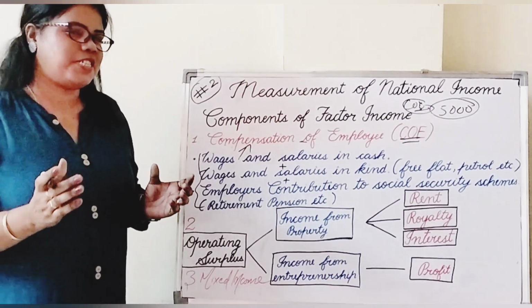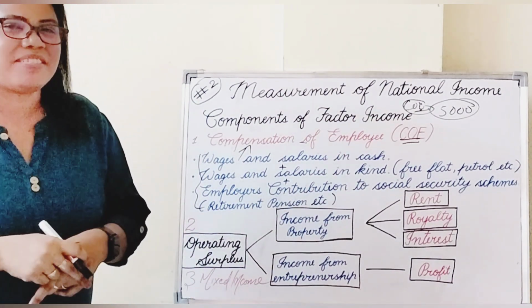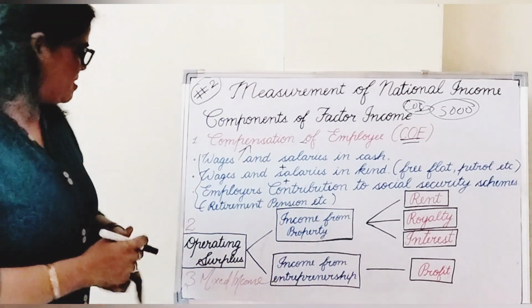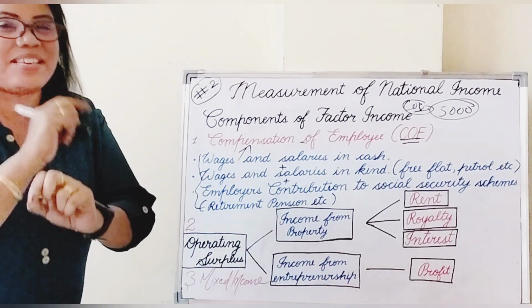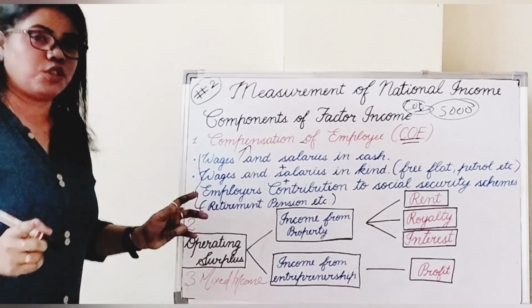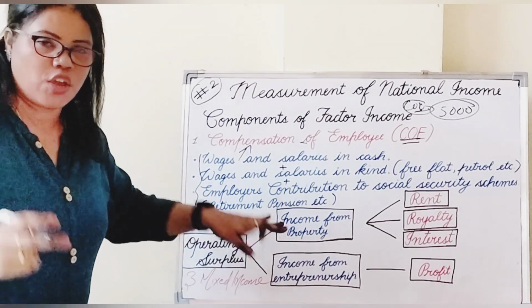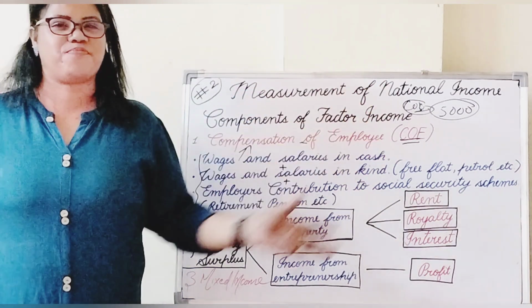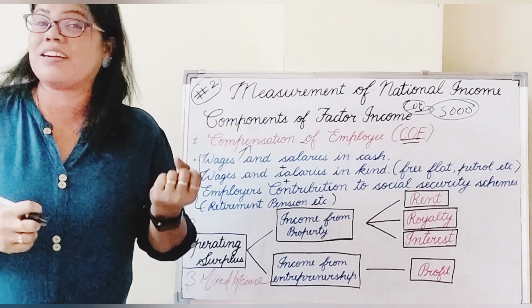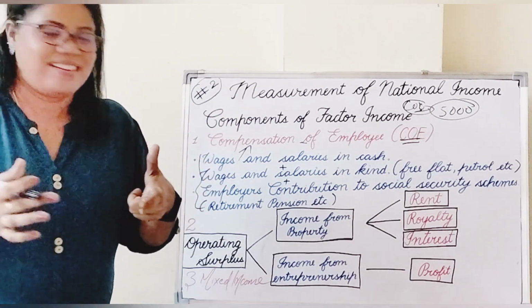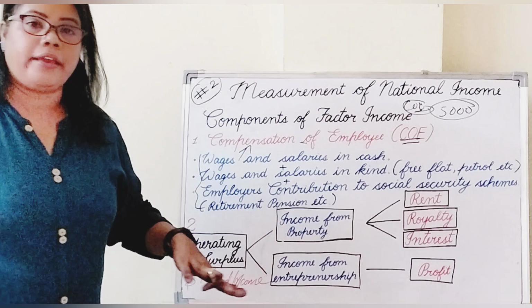Yes. After wishing Happy Father's Day, we are discussing the second component of income method, which is operating surplus. What is operating surplus? There are again two elements in operating surplus. Income from property: if you have lots of property, from that property you get some extra income, rather than from services, and that is called income from property. And another is income from entrepreneurship.